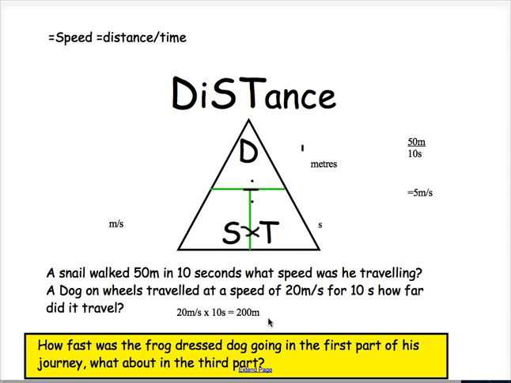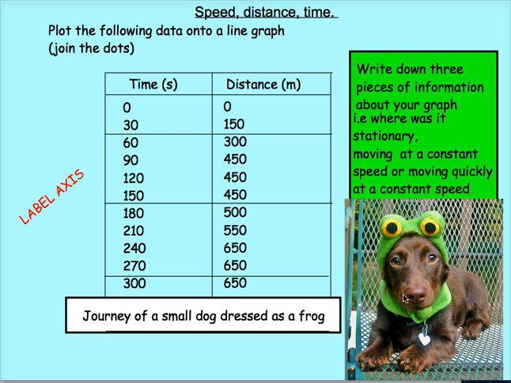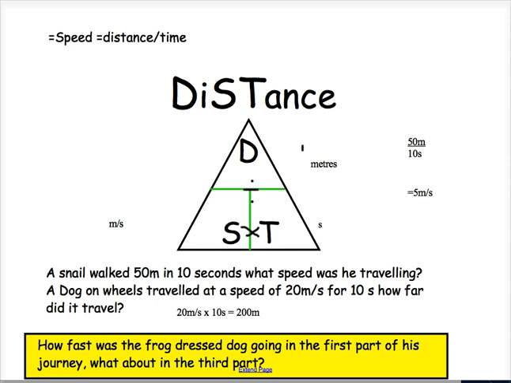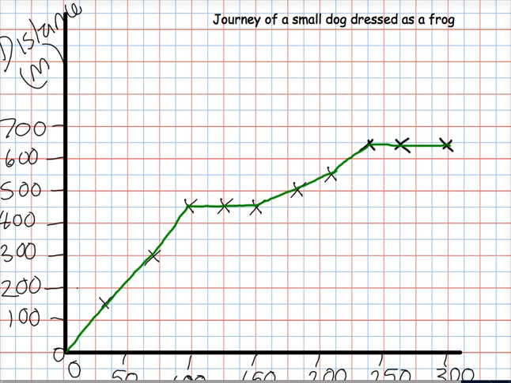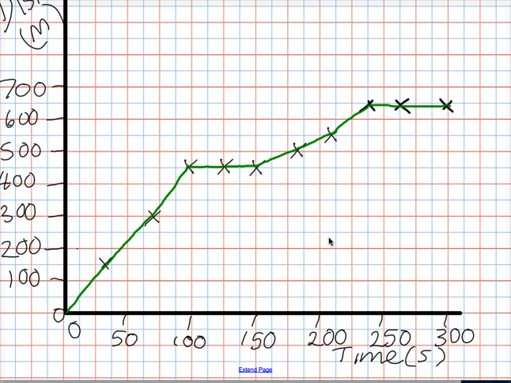Now for the higher tier, you need to be able to do this bit here. You need to go back to the graph and use this equation to work out the speed of the dog. It says, how fast was the frog-dressed dog? That's this one here, for those of you who didn't watch the last one. How fast was it going in its first and third part of the journey? Now it's talking about this graph. It's asking you to work out the gradient of the lines. This is higher tier. It's okay though.